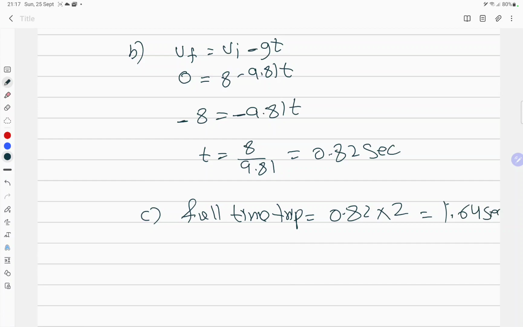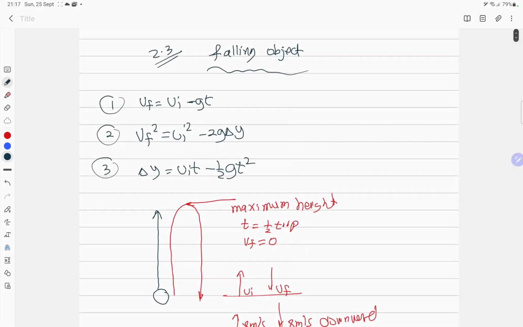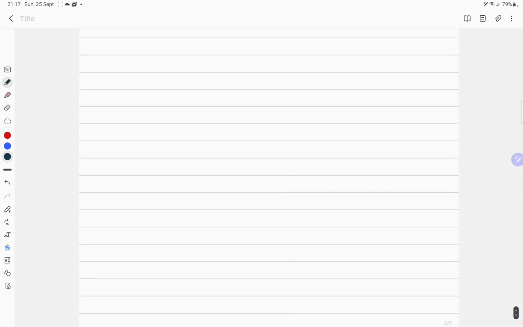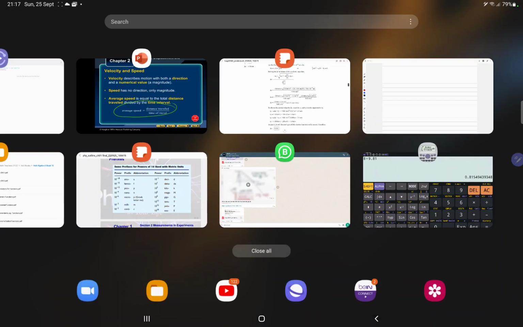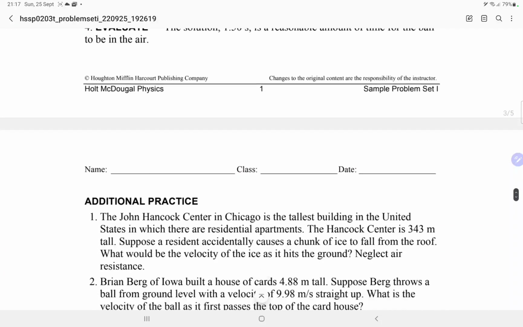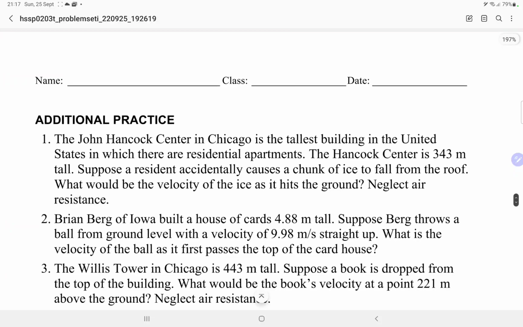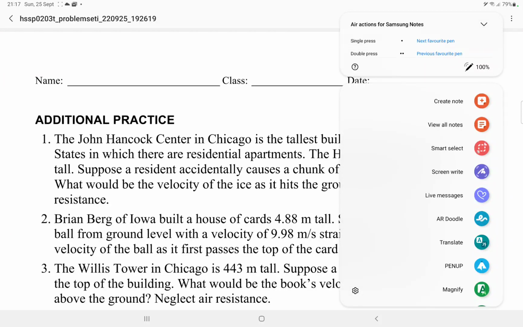Okay, this is one of the examples of falling objects. So let's choose another one so we can understand more. We'll try to help at this stage with questions like this one. So okay, let's take question 1. I'll put it in the PDF so we can understand it.